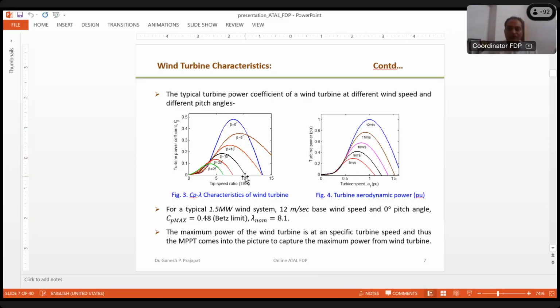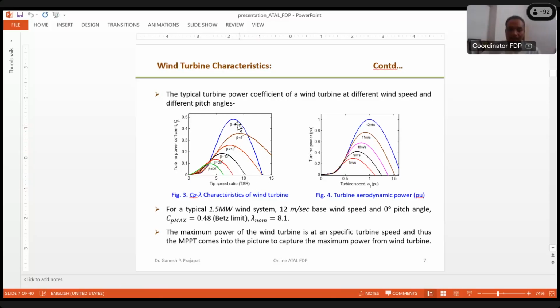Although that depends on the tip speed ratio, or the generator speed or turbine speed, this TSR, tip speed ratio, is nothing special. If you think that the wind speed is constant and the radius of the turbine is also constant, then this tip speed ratio is simply the turbine speed only. So with respect to the turbine speed, you can think that the turbine power coefficient is something like this. I am talking about this blue one first.